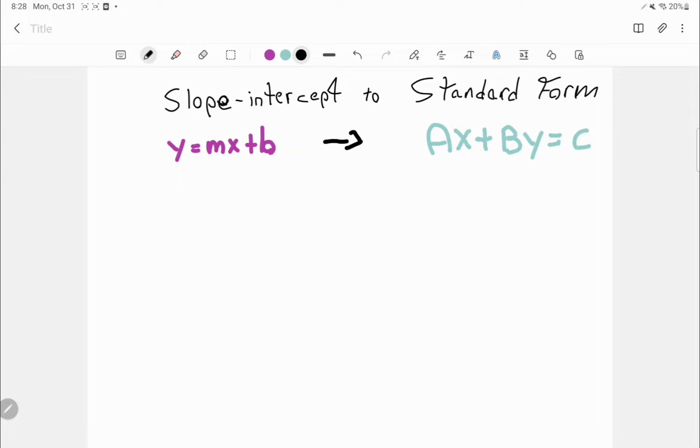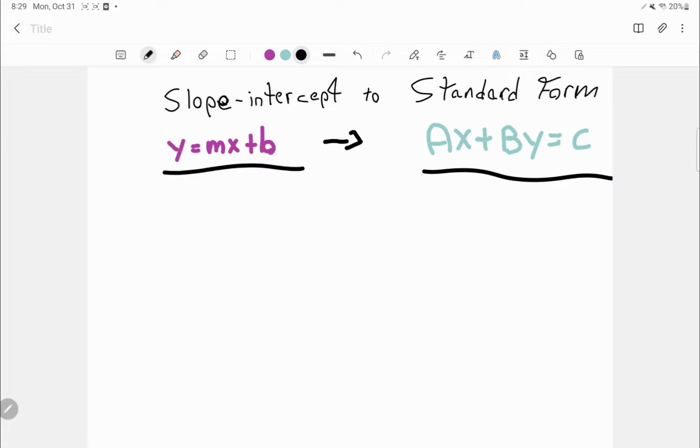So today we're going to be talking about slope-intercept to standard form. What does that mean? We're going to change one equation to another. So y equals mx plus b is going to be changed to ax plus by equals c. Now, how do we do that?